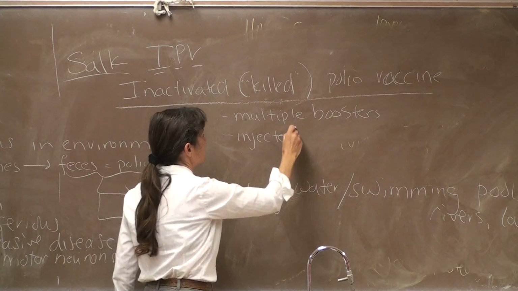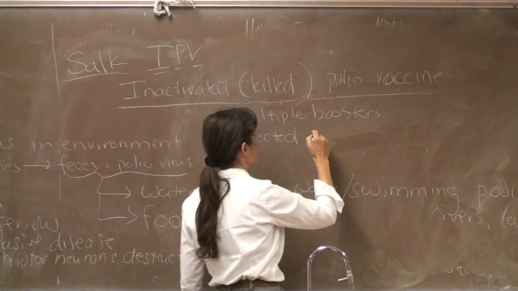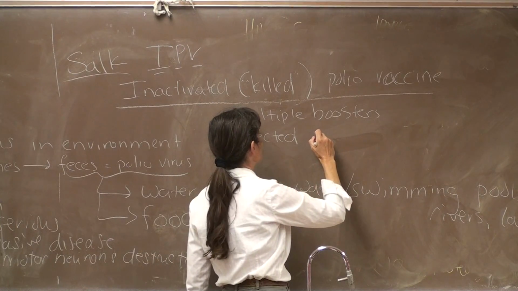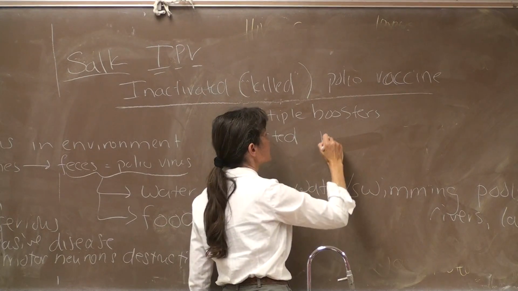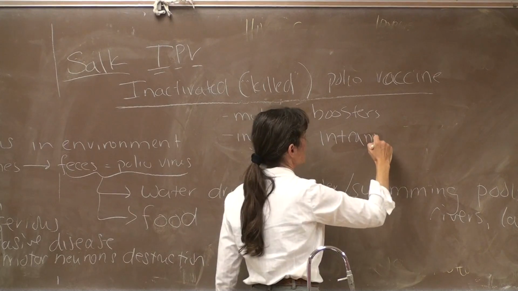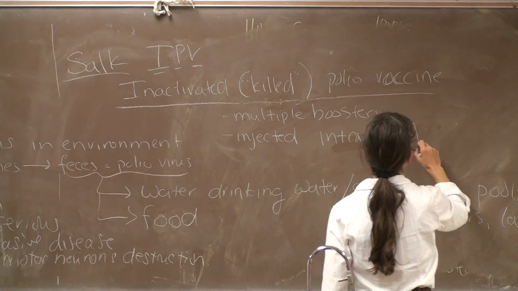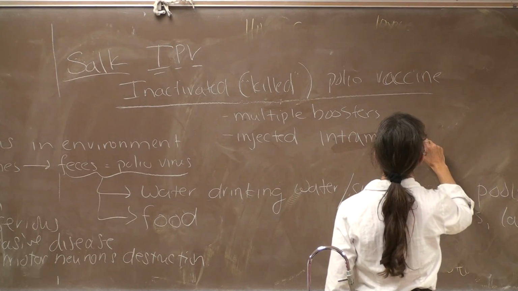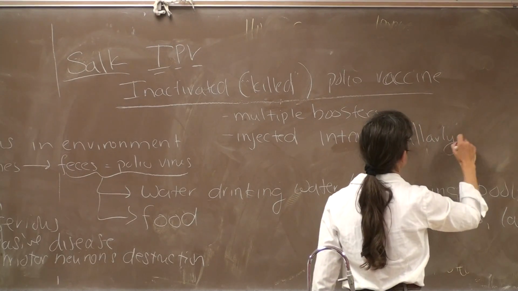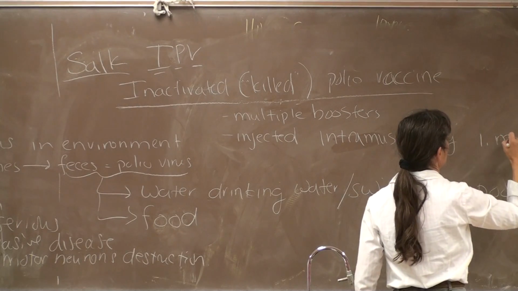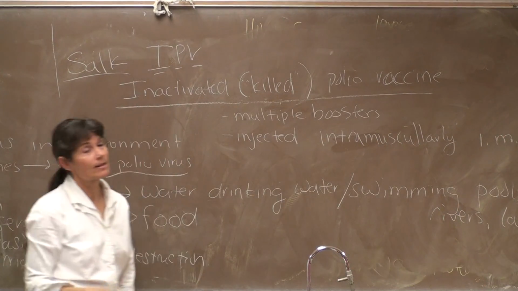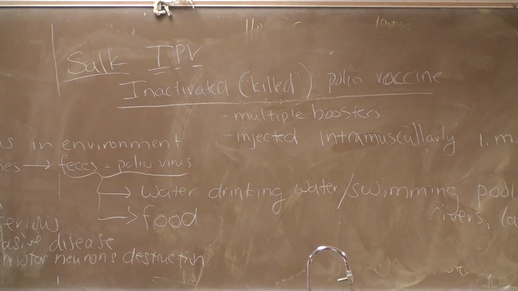And I still hate IM injections, and I remember as a kid I was terrified of them, injected intramuscularly, so in the muscle, IM. IM is better, okay. So it involves needles, right? Kids do not like needles, so that's a disadvantage. And the fact that it required multiple boosters is also a disadvantage, but better than nothing, right?